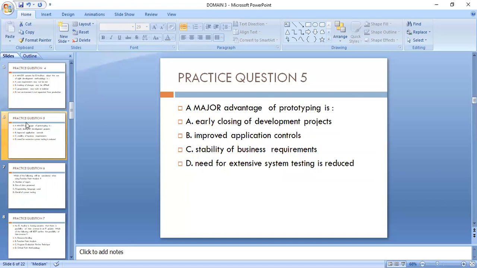So the answer is definitely A. The answer is not B. Application controls may be weak if you are using prototyping. Business requirements will not be stable because we are always updating, we are always changing requirements. And there's still need for extensive system testing. If you are not doing extensive system testing, that is not an advantage, it's a disadvantage, because that means the software is vulnerable to attacks. So the best answer here is A, early closing of development projects.